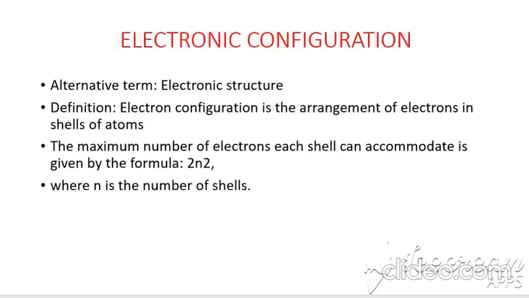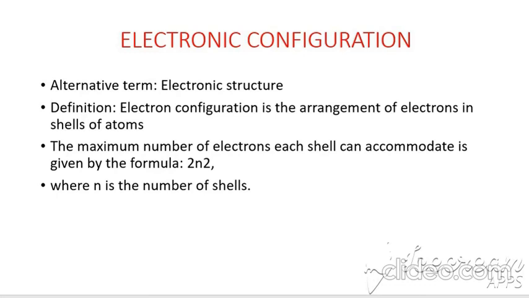Electronic configuration. So the alternative term for electronic configuration is electronic structure. By definition, electron configuration is the arrangement of electrons in shells of atoms. Or in other words, this simply shows how electrons are arranged in the shells of atoms. Note that at the center, or core, of any atom, there is a nucleus.